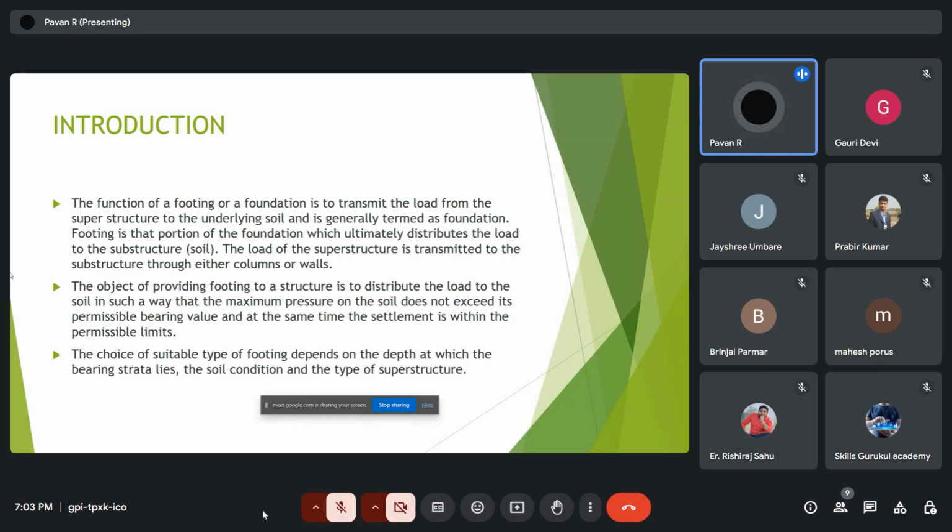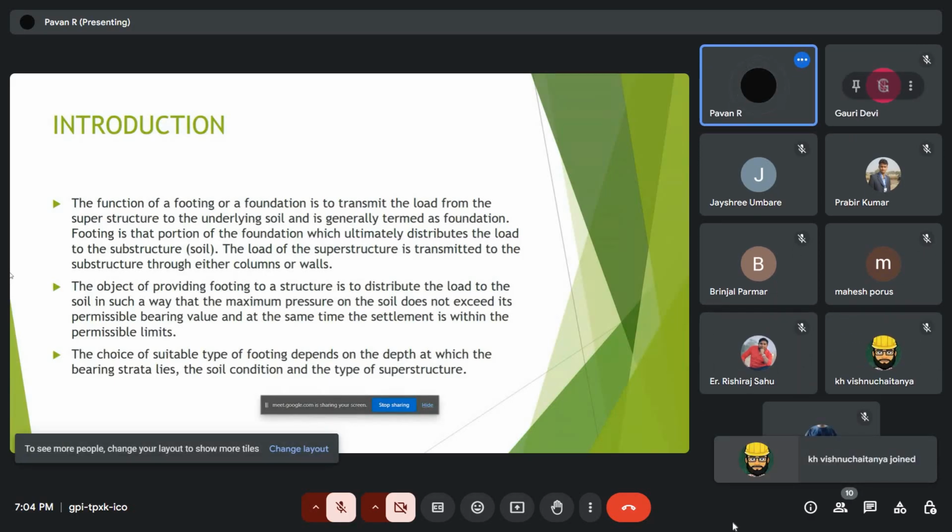The object of providing the footing to a structure is to distribute the load to the soil in such a way that the maximum pressure on the soil does not exceed its permissible bearing value, and at the same time, it does not exceed the permissible limits of settlement also. The choice of footing depends upon the depth at which the bearing strata lies, the soil conditions, and the type of superstructure that we are about to construct.